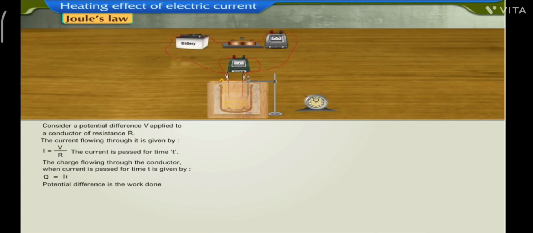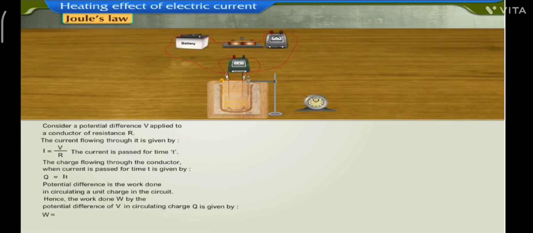Now, the potential difference is the work done in circulating a unit charge in the circuit. Therefore, the work done W by the potential difference V in circulating charge Q is W is equal to VQ. Using V is equal to IR and Q is equal to It, we can write W is equal to IR multiplied by It. W is equal to I square Rt, or W is equal to VIt.